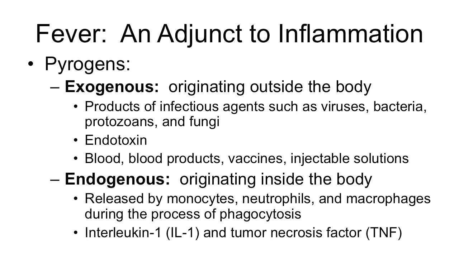But oftentimes, they can come from blood products that are being given to a patient, like in a blood transfusion, or plasma, or vaccination, or injectable solutions. Endogenous ones are the ones released by the immune cells, the monocytes, neutrophils, and macrophages during the process of phagocytosis and the induction of the inflammatory response. And of those, interleukin-1 and the tumor necrosis factor are the most important.